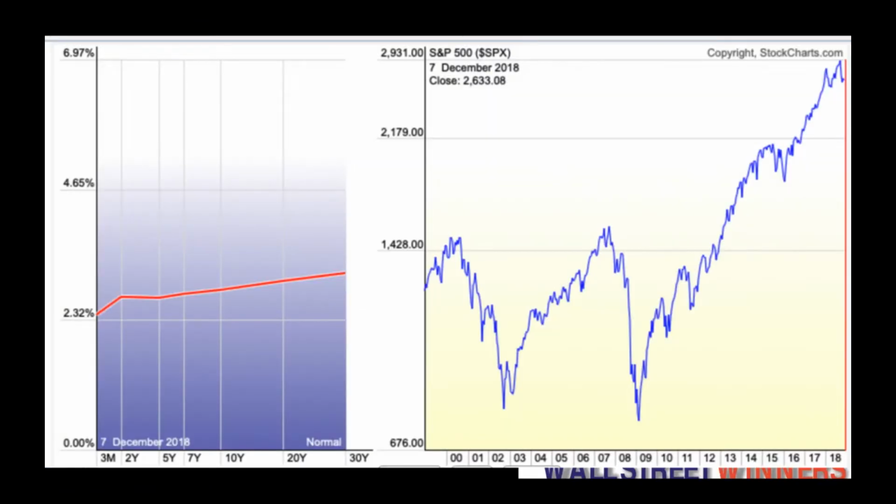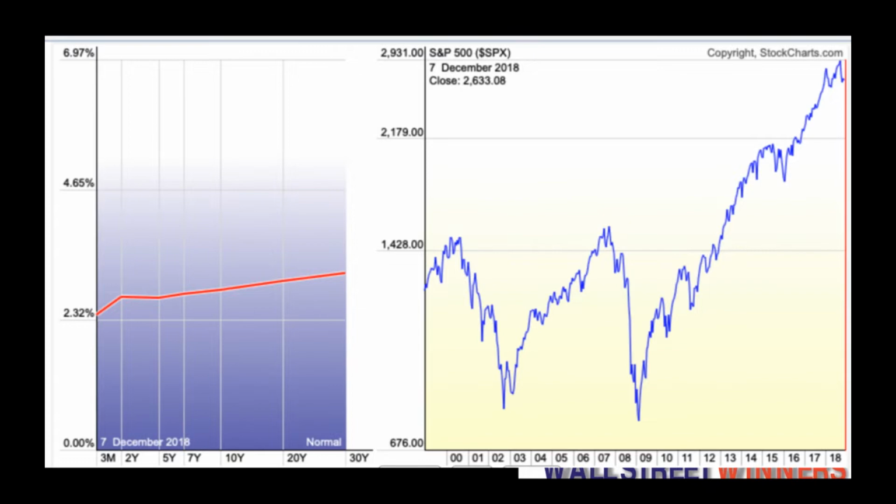One chart to rule them all. This chart is perhaps the most important chart in the market right now, and it's broken into two parts. On the right-hand side, you see the S&P 500 going back to 1999. You can see the two big bear markets in 2000 and in 2008. And then you can see the largest bull market in American history that occurred from 2009 all the way up until very, very recently.